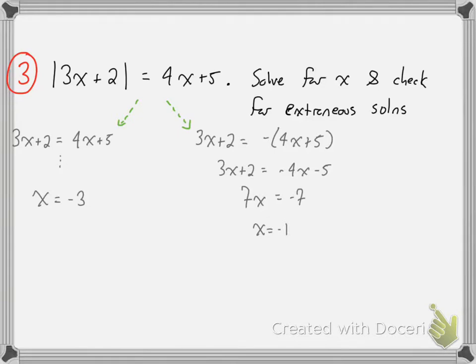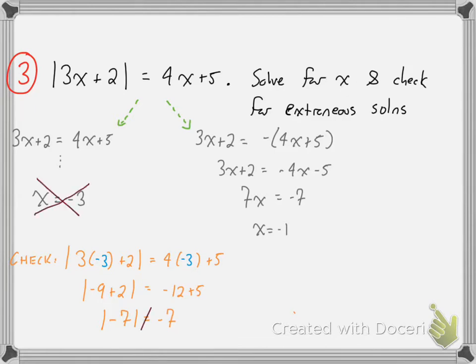My last step is to plug in both of those solutions for x to see that they check out. When I plug in negative 3, I have 3 times negative 3 plus 2, and then 4 times negative 3 plus 5. So now I have the absolute value of negative 9 plus 2 equals negative 12 plus 5, leading me to the absolute value of negative 7 equals negative 7. Now there I see an absolute value equaling a negative number. So that tells me that negative 3 does not work as a solution. I would consider that extraneous.